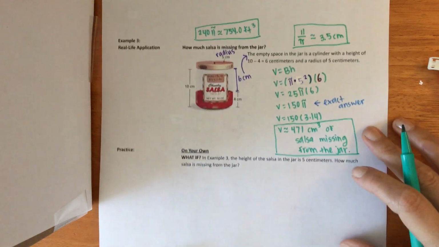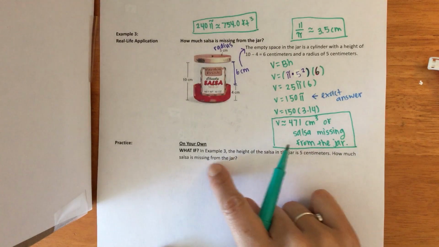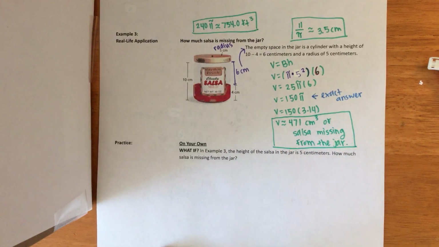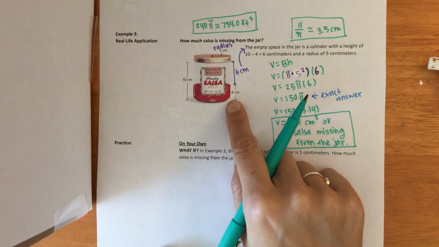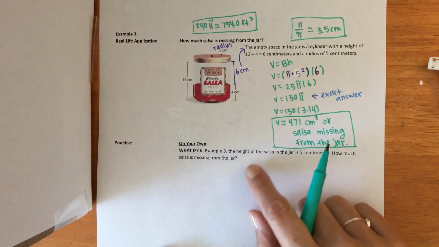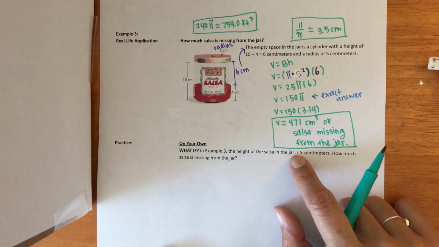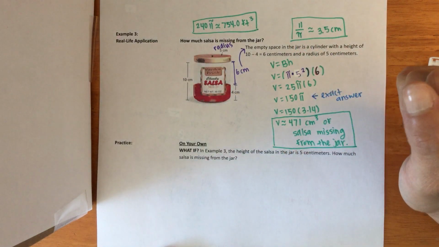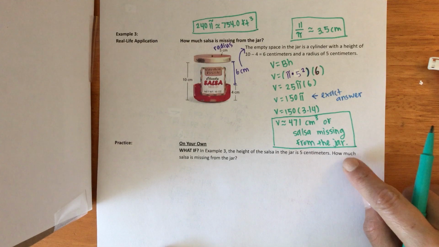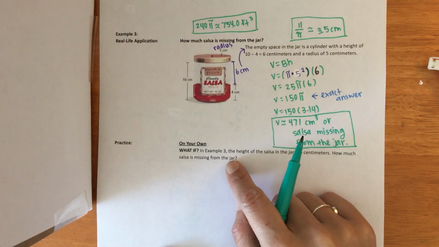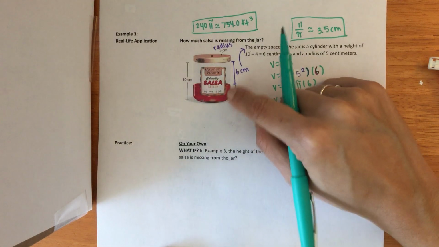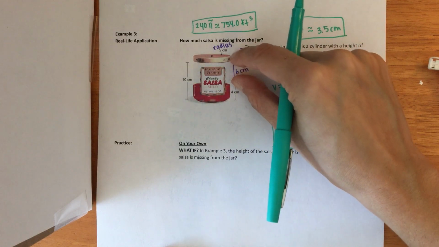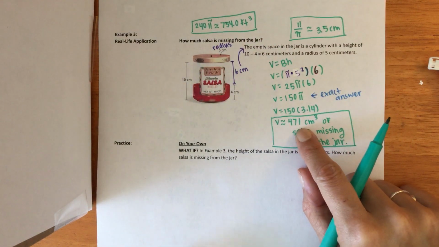Now what I'm going to ask you to do along with the two above is you're going to give me your work for this one here. It says, what if in this example 3 here, that we have the height of the salsa in the jar is 5 centimeters. So this, instead of being 4 centimeters, is 5 centimeters. Then at that point, how much salsa is missing from the jar? So hopefully you recognize if we have more salsa here, that means there's less missing space. So our answer here should be bigger.